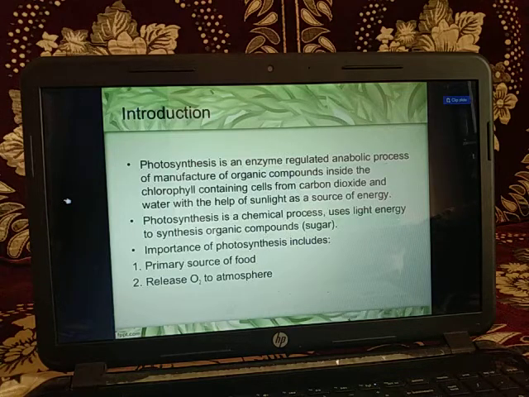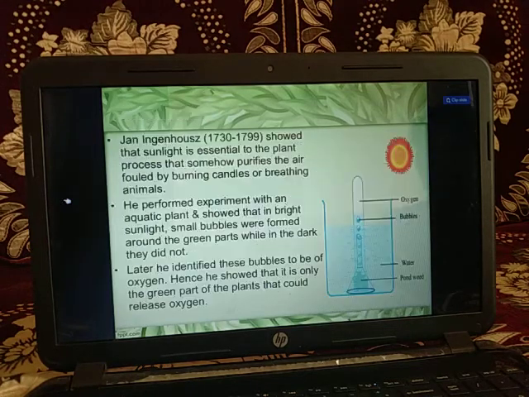Now Emerson and Arnold. They performed a flashing light experiment at different temperatures and found the existence of light and dark phases of photosynthesis. Next was Hill. Evolution of oxygen occurs in the light reaction performed by isolated illuminated chloroplasts in the presence of suitable electron acceptors and absence of carbon dioxide.